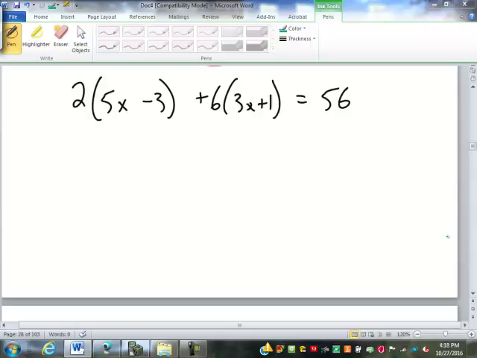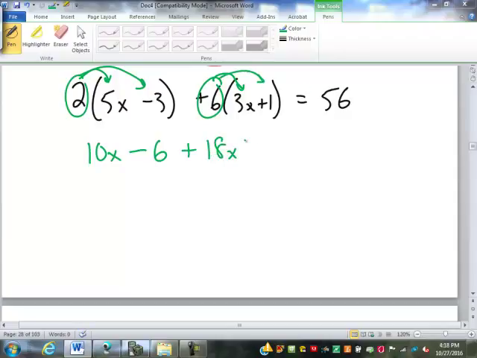So where are we going to start? Left side. We got 2 sets of parentheses. We're going to go left to right. 2 times 5x, 10x. 2 times negative 3, negative 6. Next is 6 times this parentheses. 6 times 3x, 18x, and 6 times 1, 6. There's nothing to do on the right side, so I'm just going to fill in the 56 as we go down.